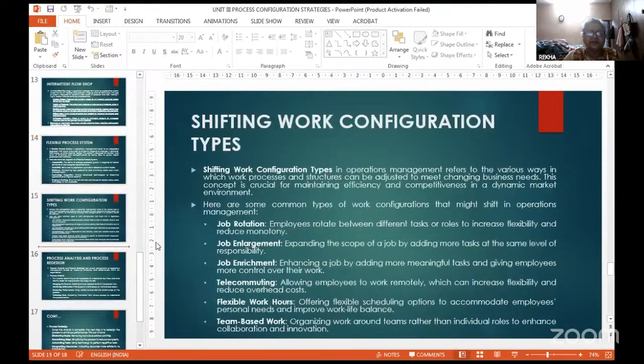Then you have shifting work configuration. You can have job rotation, job enlargement, job enrichment, telecommuting. Like today, what I am doing over here is telecommuting with you. I'm not physically present and giving you this lecture, but I'm telecommuting with you. So these are shifting work configuration types. Flexible work hours, team based work.